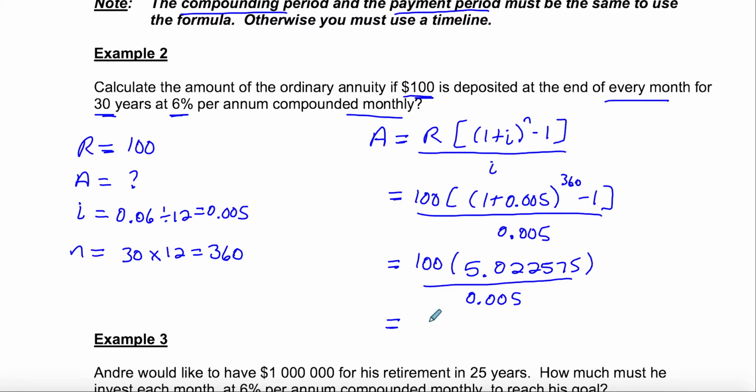It's not that it's wrong, it's just not quite as accurate. So when I'm done, I'd multiply my 100 times the 5.02 number divided by 0.005. So that's a lot of money, right? But it's been a long time. It was 30 years, $100 every month.